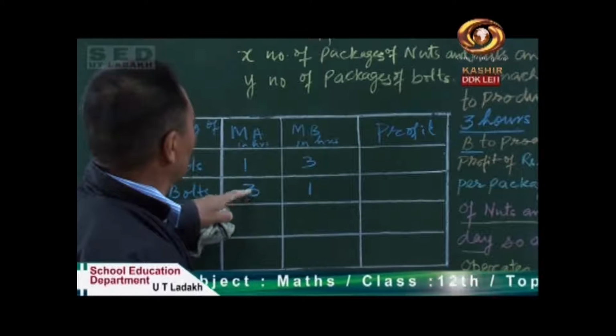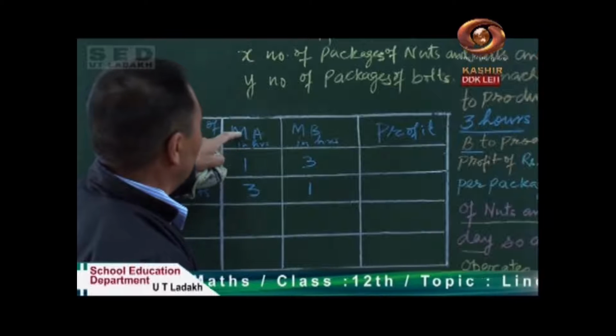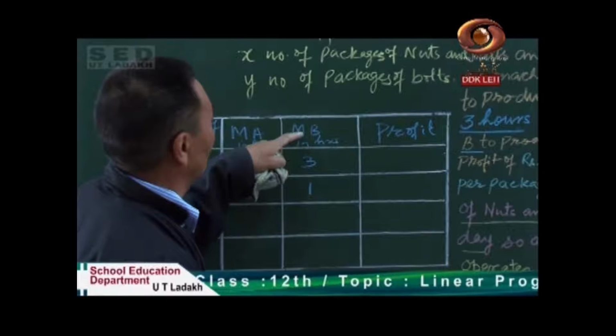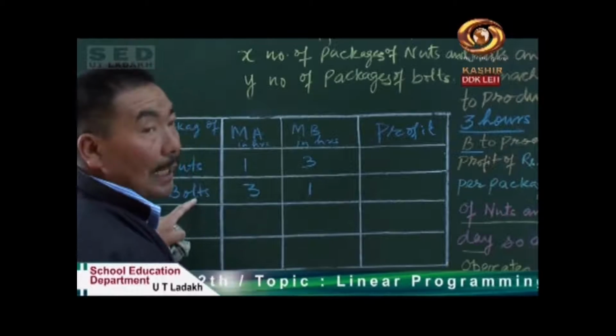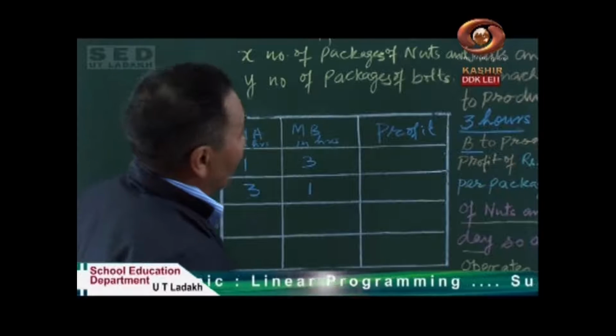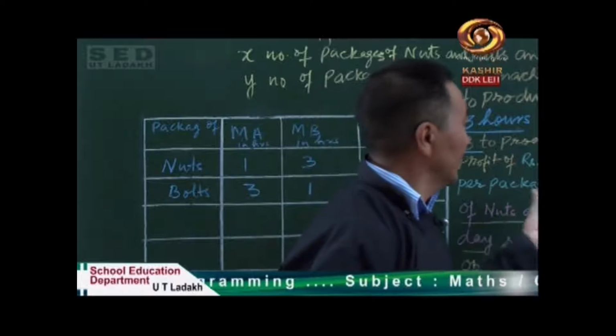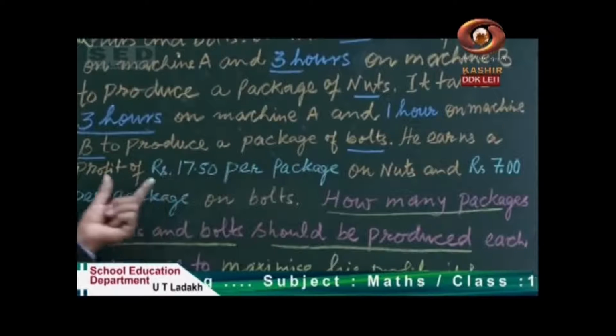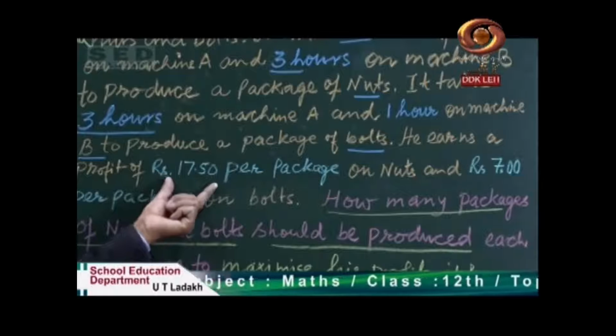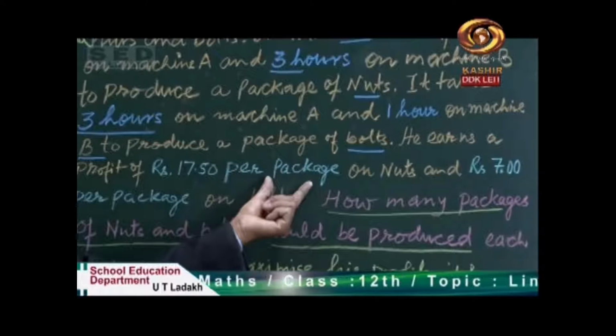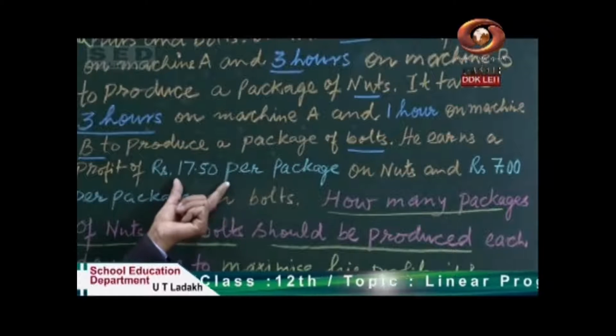3 hours on machine A and 1 hour on machine B to produce a bolt. So the profit that he earns by producing these two products: he earns a profit of ₹17.50 per package of nuts.